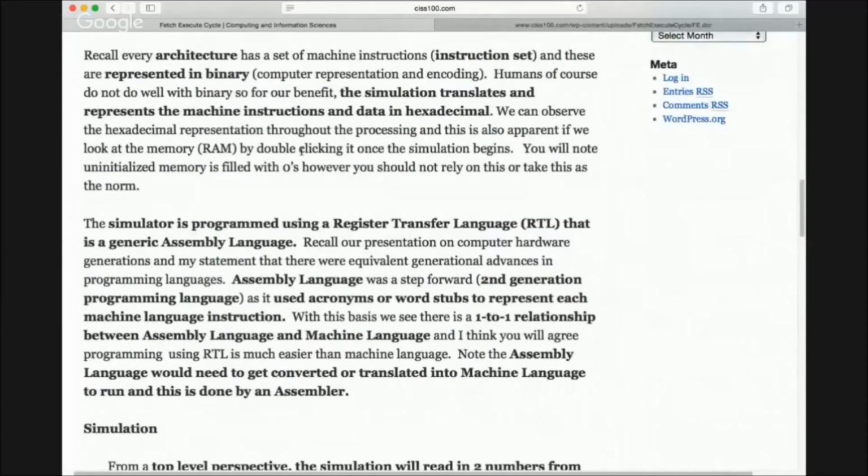Every architecture has an instruction set. These are the machine instructions that it recognizes. And recall, when I was presenting hardware in the textbook, we present it from a generational perspective, right? Generation 1, vacuum tubes. Generation 2, transistors. And I stated that there were equivalent advances in both operating systems and programming languages.